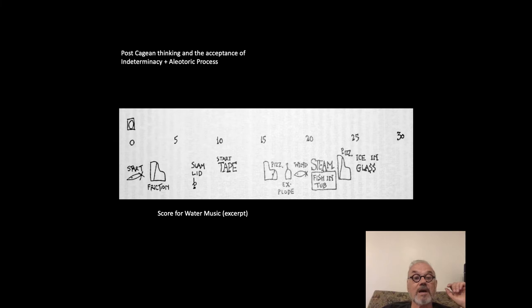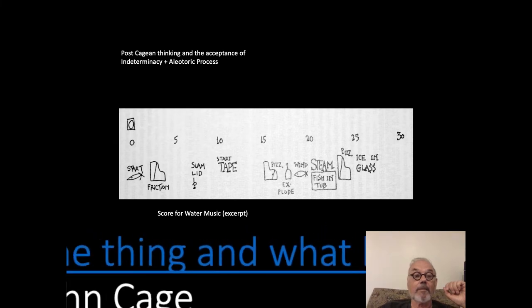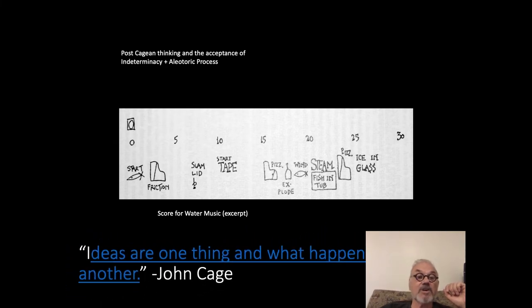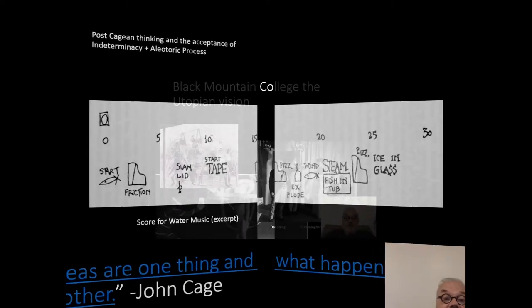Cage's own work sort of circumvented the need for virtuosity and yet required a certain sort of adherence to procedural aleatoric processes that allowed pieces to maybe change with every performance, as music always does, but in a new way that was based on procedural and almost recipe-based sorts of approaches to making music. "Ideas are one thing, what happens is another," said John Cage.